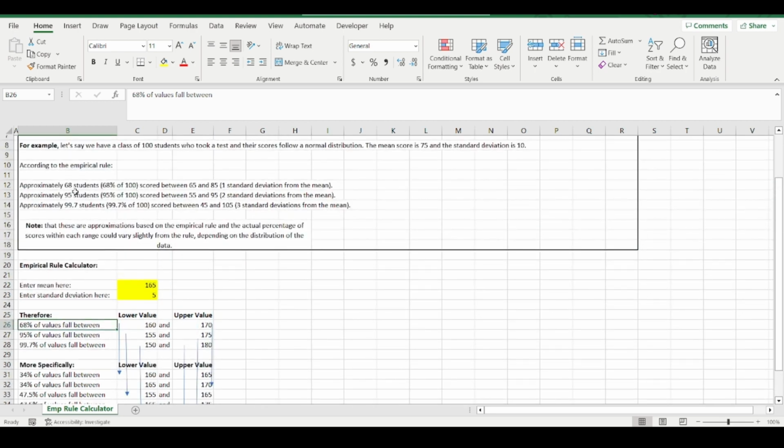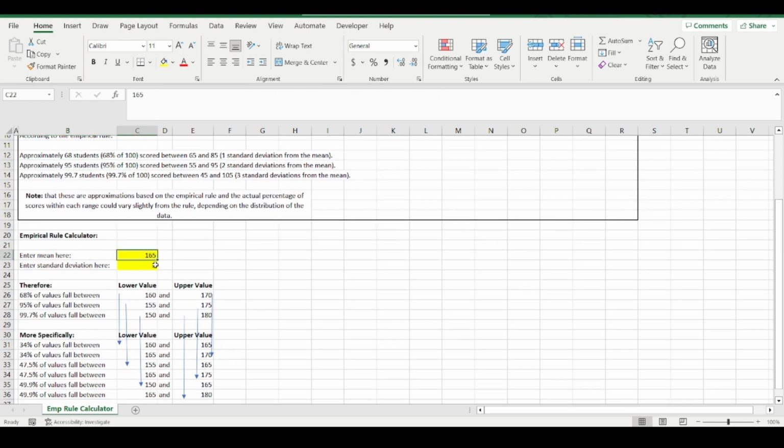What's more, we know that if we move 2 standard deviations away from the mean, so remember the mean, 165, so minus 2 times 5, 10, right? We know that 95% of students are going to be between 155 and 175, right?